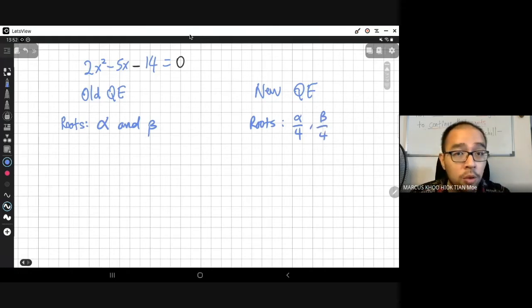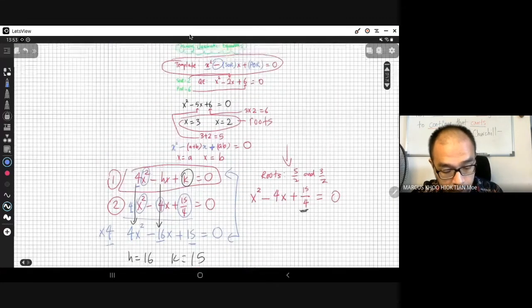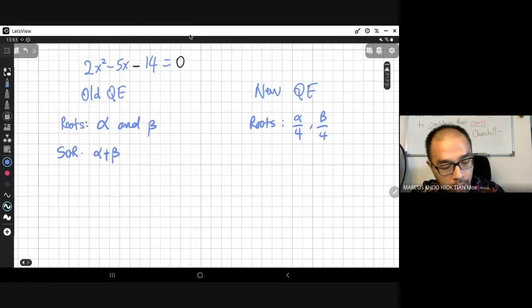Okay, kita senaraikan dulu semua ini, put it in a nice jadual. Now, if the roots are alpha and beta, that means the sum of the roots is alpha plus beta. Kan? Kita kasih campur dua-dua. We talked about this earlier just now. Kalau dia adalah A dan B, the sum of the roots is A plus B lah. And the product of the roots is alpha times beta.